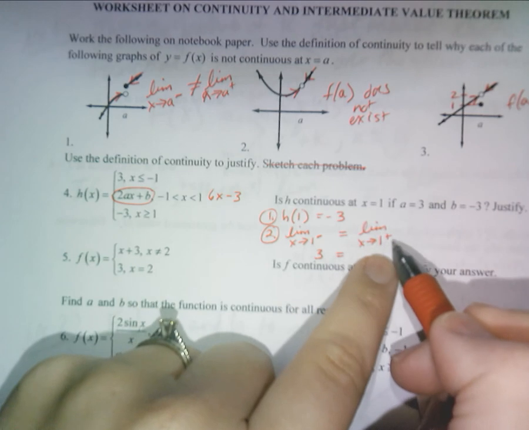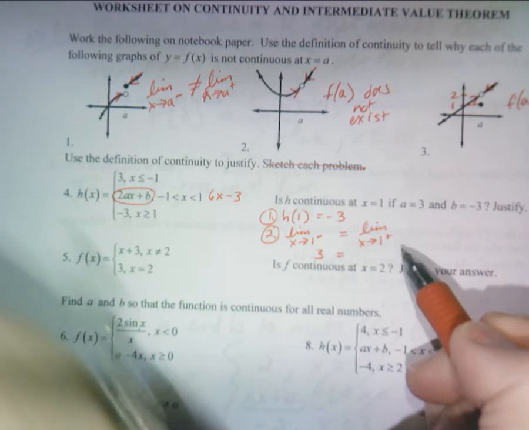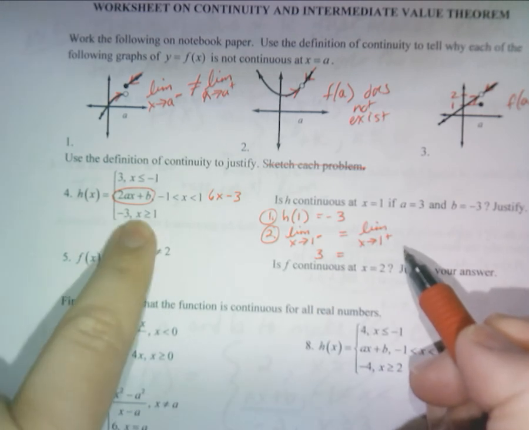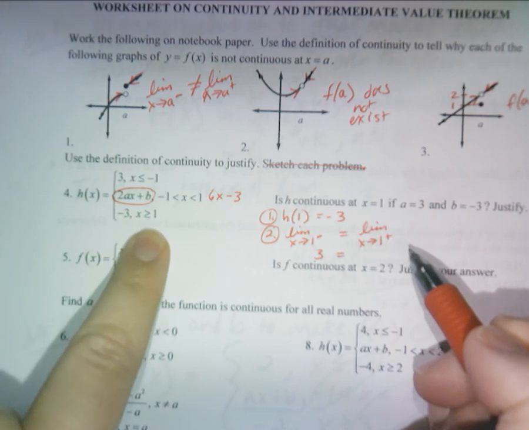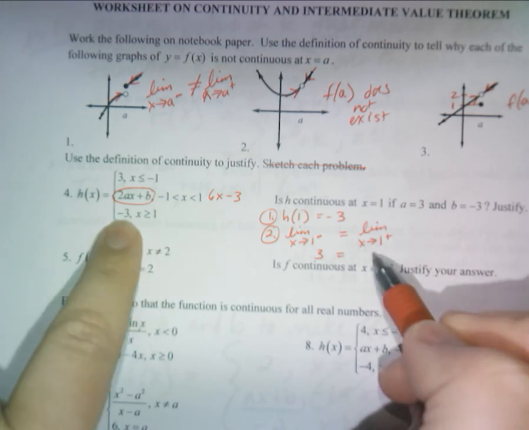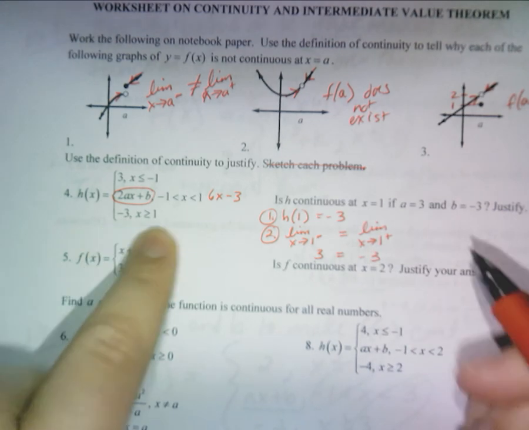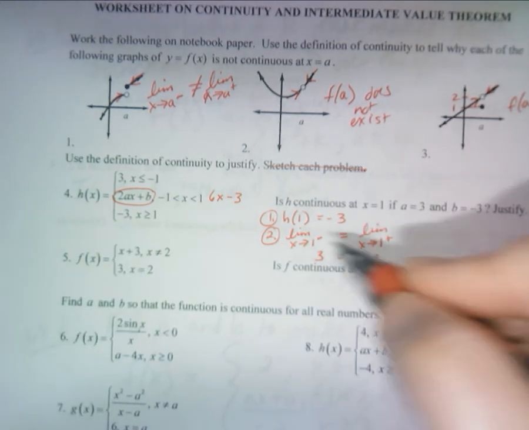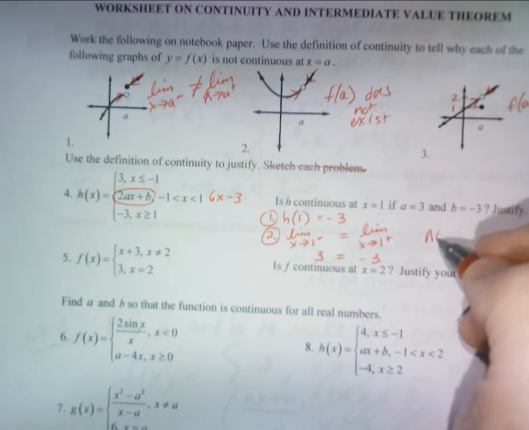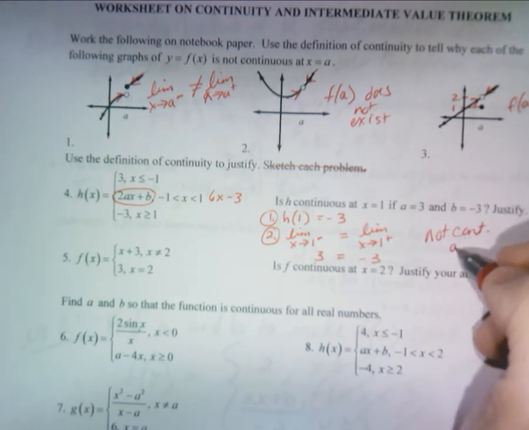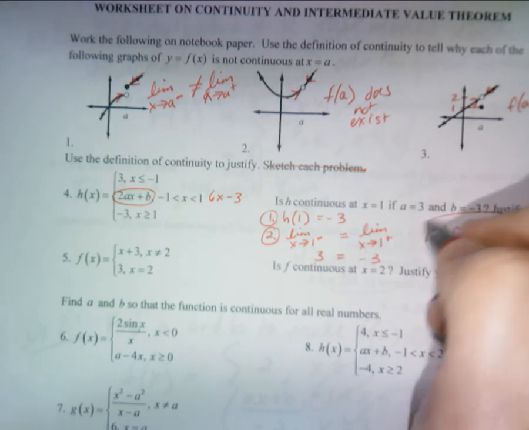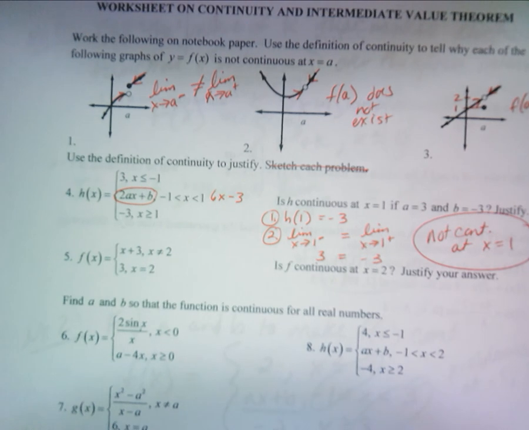What would be the right side of 1? Top, middle, or bottom? Bottom. To the right, greater than 1. So that limit is -3. Are those the same? No. So am I continuous at 1? Not continuous at x equals 1. That's how you justify. You go through all 3 steps. Okay?